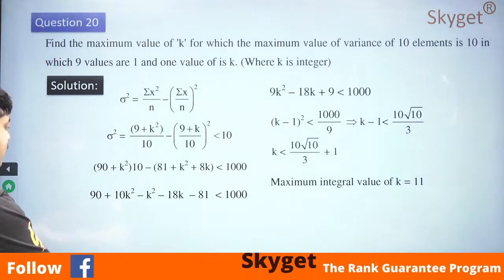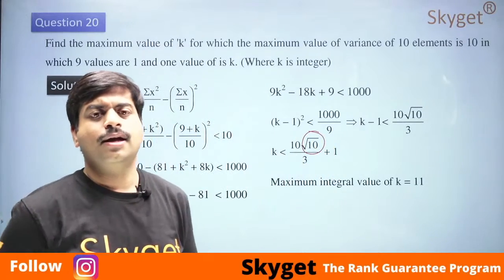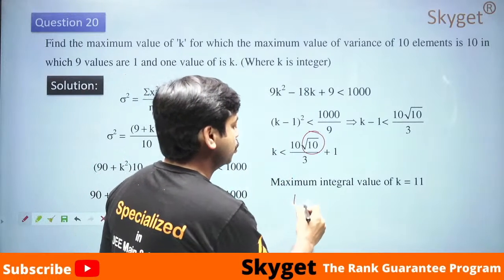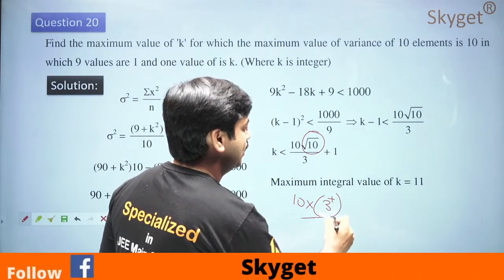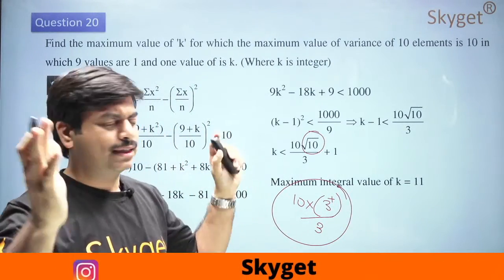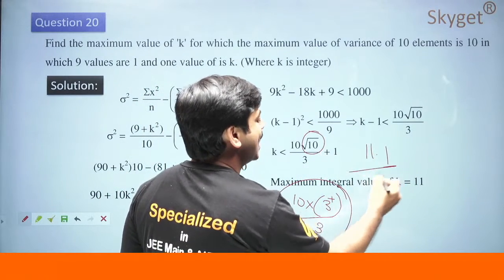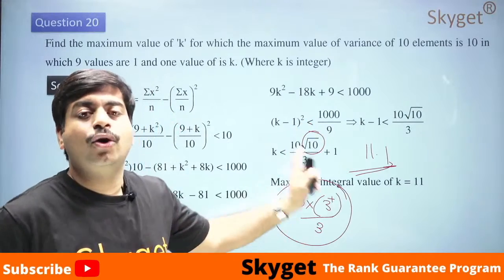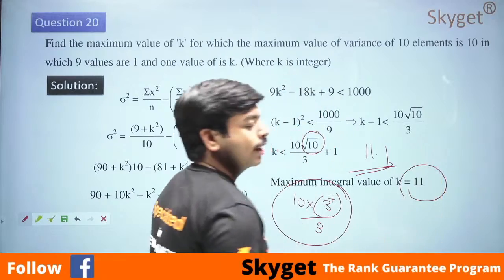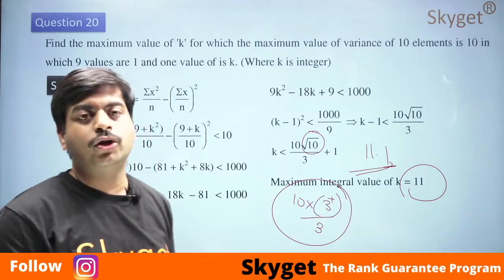If you carefully observe here, root 10 is just a value greater than 3. Root 9 is 3, right? So root 10 is just greater than 3. So 10 into 3 plus a small value, divided by 3, this complete product will be greater than 10, like 10.1, 10.2, whatever it is in decimals. So 10.1 plus 1 is again 11.1. So the maximum integral value it can take is 11. It cannot go to 12. It will be around 11.1 or 11.2, whatever it is, but the final integral value will be equal to 11.